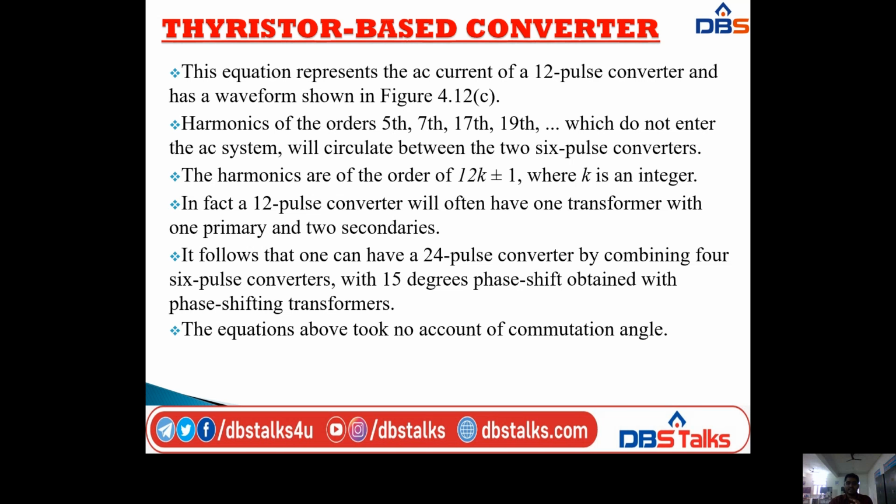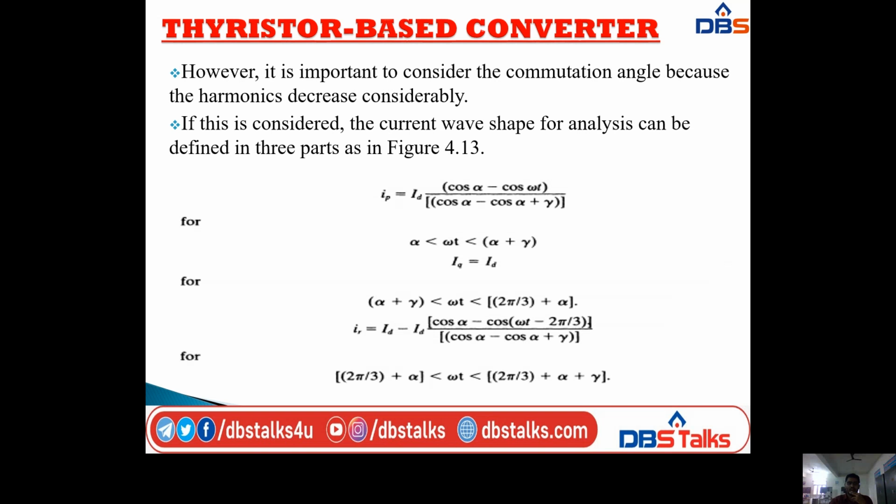Okay, so it follows that one can have a 24 pulse converter by combining four 6-pulse converters, with 15 degrees phase shift obtained with phase shifting transformers. The equation above took no account of commutation angle. However, it is important to consider the commutation angle because the harmonics decrease considerably.